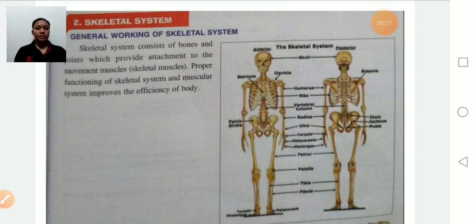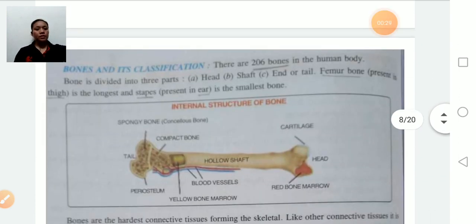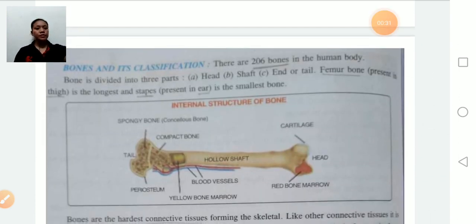Our skeletal system consists of bones and joints, which provide attachment to the muscles for movement, and the proper functioning of the skeletal system and the muscular system. Bones are classified into three parts: head bones, hollow shaft, and tailbone.